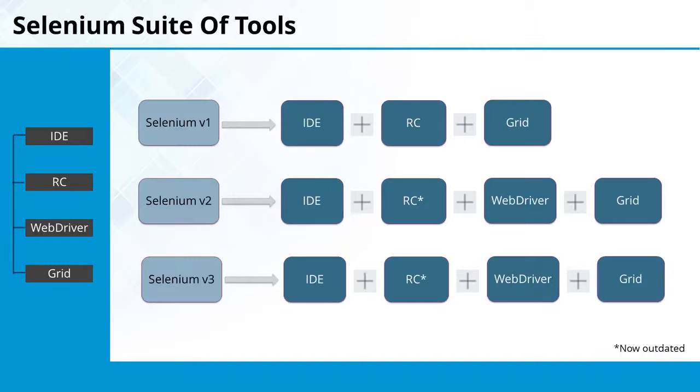Version 1 had IDE, RC, and Grid. There was no WebDriver in Selenium 1. Version 2 had IDE, RC, WebDriver, and Grid. Version 3 lists IDE, RC, WebDriver, and Grid, but you can consider RC as not being there because it's been deprecated now. We've mentioned it here because there might be people around the world still using RC, but it's moved to a legacy package now.